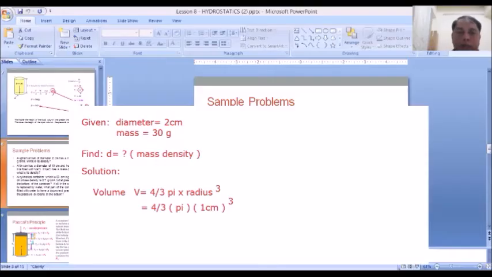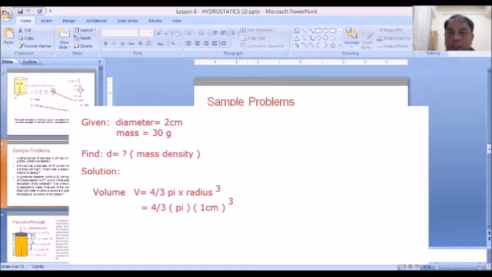So again, our volume will now be 4/3, then substitute pi. Pi in your calculator is around 3.14. Our radius will be half of the diameter, which is given to be 2. So half of 2 is 1 centimeter, and we cube that. Therefore our volume will eventually be expressed in cc, that's cubic centimeter. So that's what we meant earlier by cc.